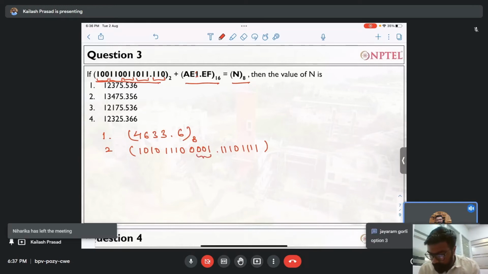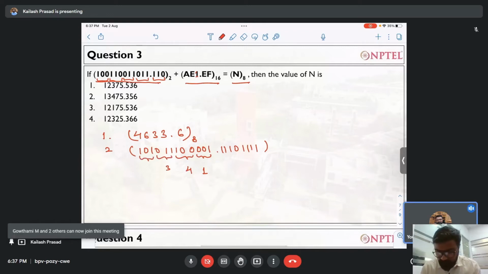So this will be 1, this will be 4, this will be my 3, and what will be this? This will be 5, right? Am I correct? 5, 3, 4, 1, right? Then dot. Then what you have to do, you have to make a pair of 3.